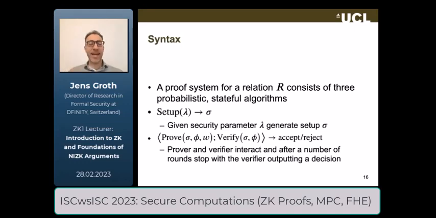I'm going to use this angled bracket notation here to indicate a protocol where the prover and the verifier may interact with each other. And at the end, the verifier terminates and either accepts the proof or rejects the proof. The prover has access to the setup, the common reference string, and the instance and the witness. The verifier has access to the common reference string and to the instance, but does not know the witness. So there's something interesting to convince the verifier about here.